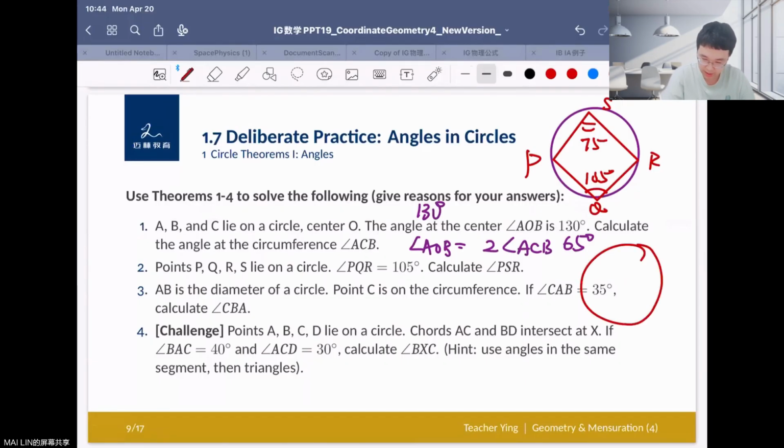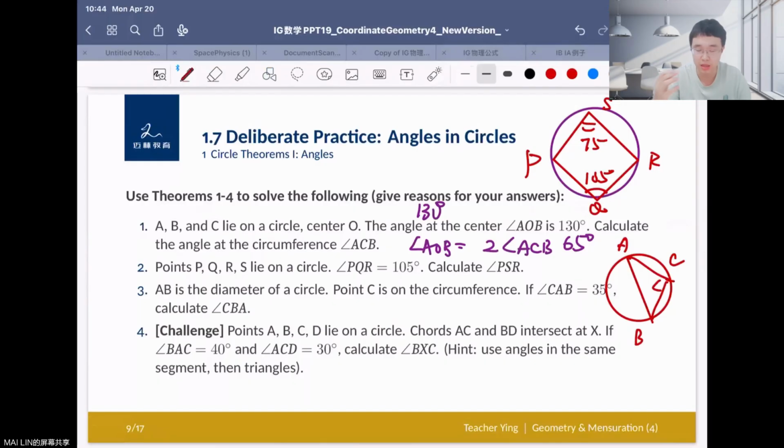So here maybe we can draw the graph. AB is the diameter, and point C is on the circumference. Here is point C. And we know that this angle is a right angle, because the opposite side is AB, and AB is a diameter. So if CAB equals 35 degrees, then angle CBA equals 55 degrees, because 35 degrees plus 55 degrees equals 90 degrees. The other angle is a right angle.